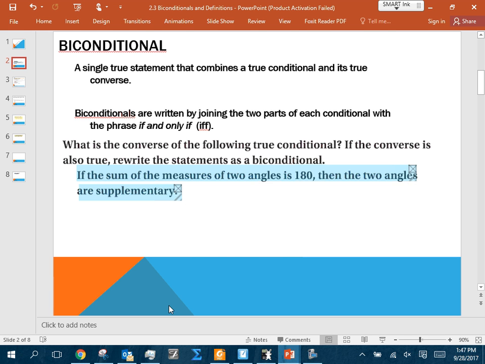So here's what we're going to do, create a biconditional from this information here. I want you to take a minute, write down, if I look at this blue statement, if the sum of the measures of two angles is 180, then the two angles are supplementary, I want you to write down the converse of that phrase. So in your notes, write that down.